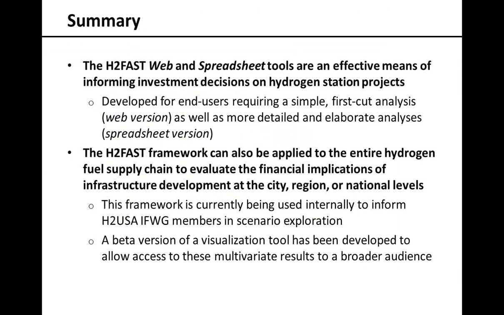So in summary, the web and spreadsheet tools are available to the public. The spreadsheet can be downloaded from the H2Fast website. If you want to find the H2Fast website, it's easy. Just type H2Fast into Google. It should bring you right to it. And again, currently there's an NREL version of this and an H2USA website that has the same tool. They're identical. The idea behind the web-based version of H2Fast is that it's a simple first-cut analysis for hydrogen stations, while the spreadsheet version allows more detailed control of the inputs and more elaborate analysis and outputs.